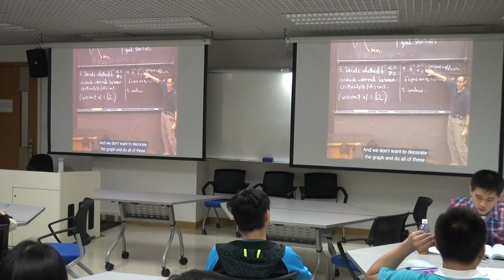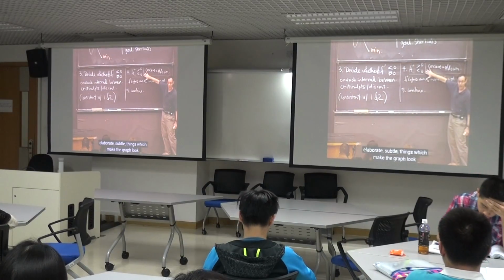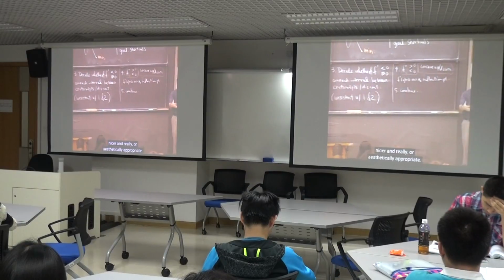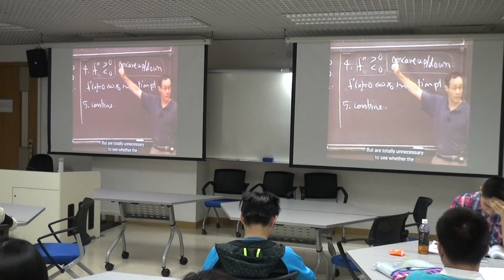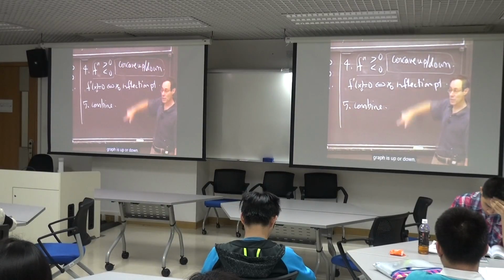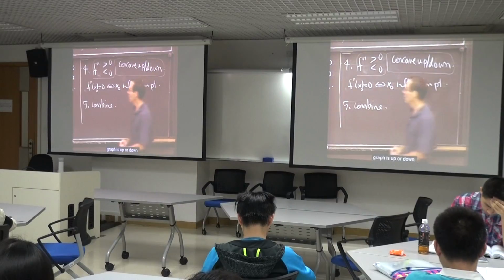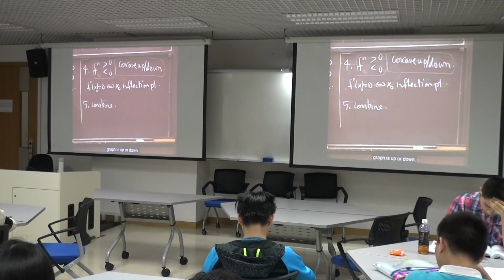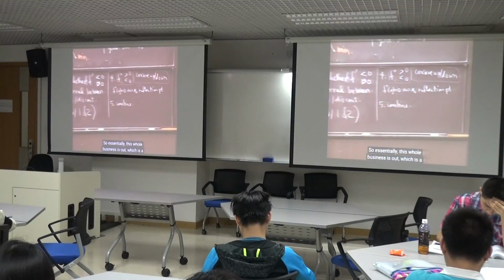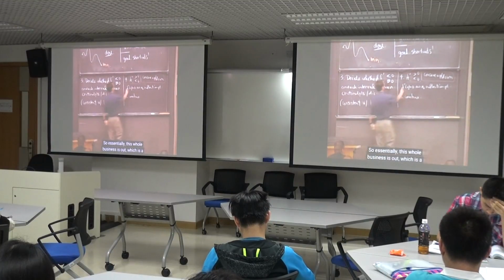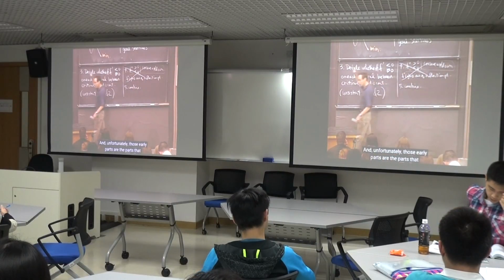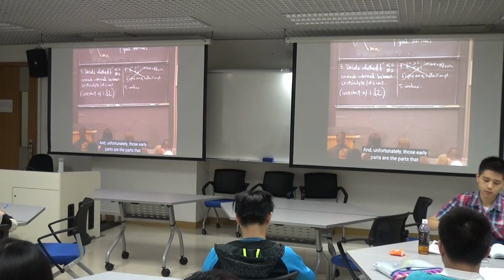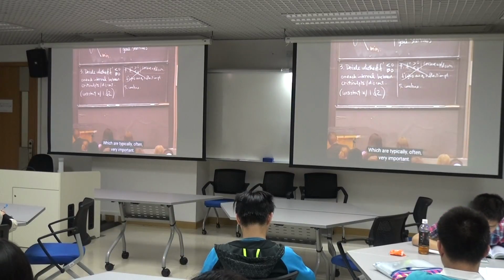We don't want to decorate the graph and do all these elaborate, subtle things which make the graph look nicer and really are aesthetically appropriate, but are totally unnecessary to see whether the graph is up or down. All right? So essentially, this whole business is out, which is a good thing, right? And unfortunately, those early parts are the parts that people tend to ignore, which are often very important.